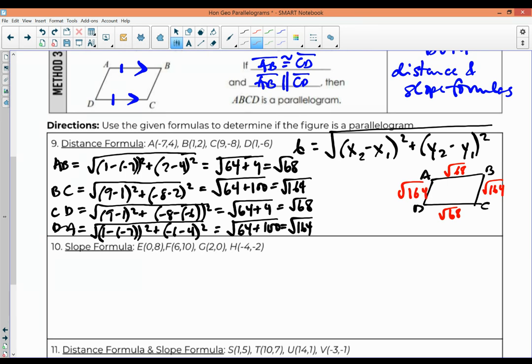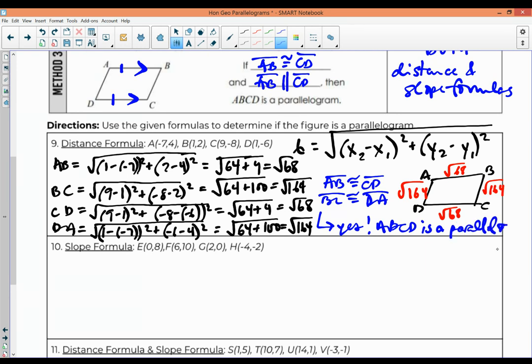All right, so we have two pairs of congruent sides. So I know that AB is congruent to CD, and BC is congruent to DA, segment DA. Therefore, yes, ABCD is a parallelogram. I know you were worried. You were like, "Oh, I hope it's a parallelogram. That sounds fun."